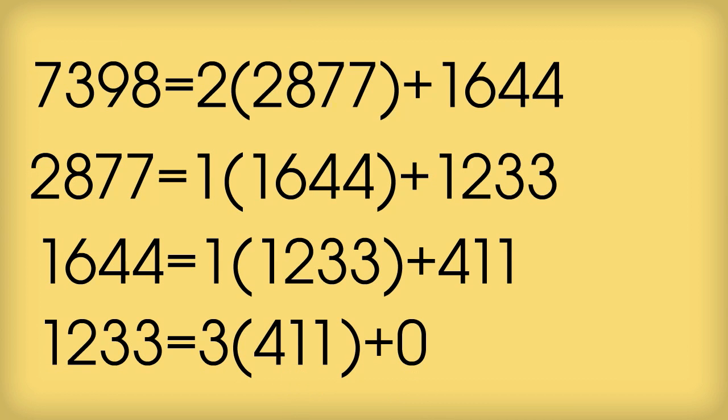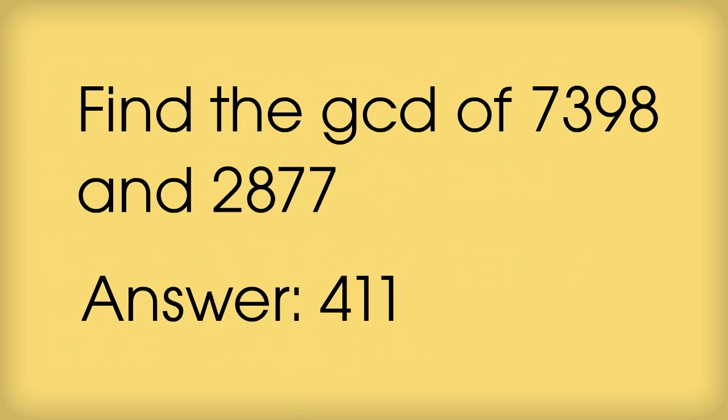Now, normally people will argue it slightly differently. They'll say the remainders get lower and lower until you get to the last non-zero remainder. So they'll tend to focus on the second last line where we had 411. And they'll say then that 411 is the GCD. So the answer to our problem is 411.